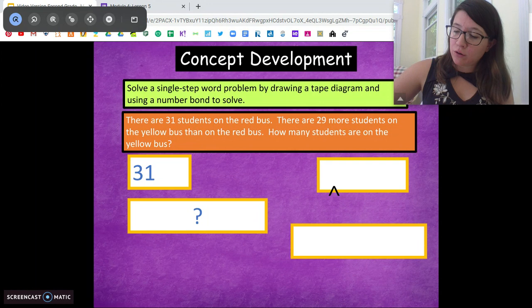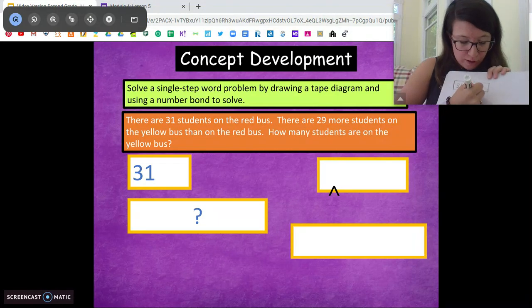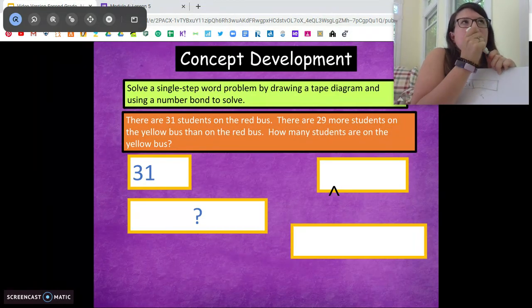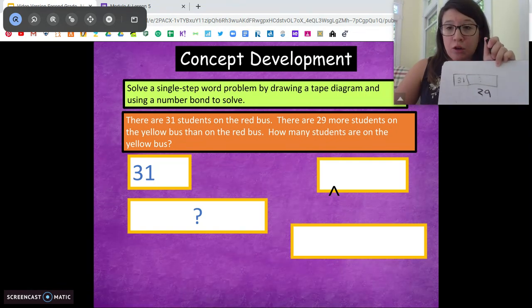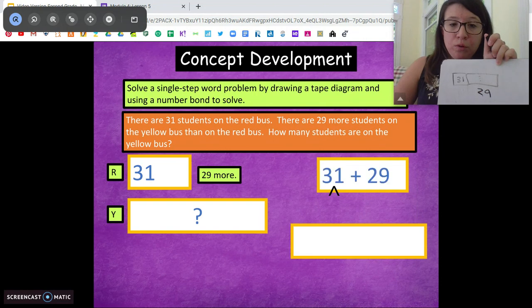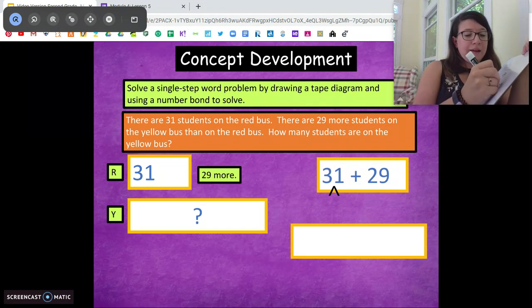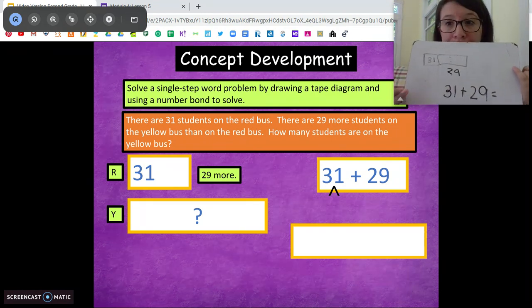Now, what we don't know is how many are here. But we do know that 31 plus 29 is going to give us our total. So, the yellow we don't know. What I want you to do is 31 plus 29 on your paper and solve it the number bond way.